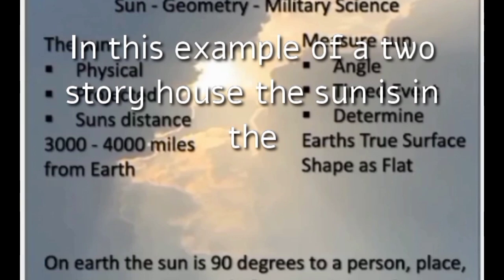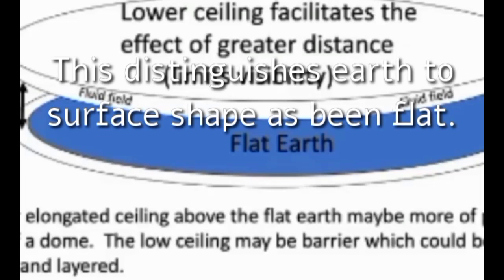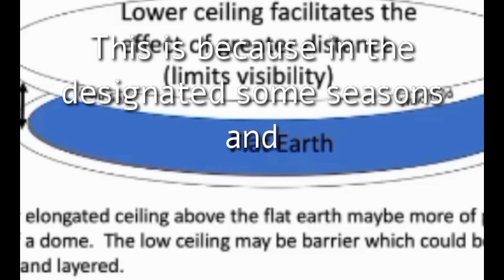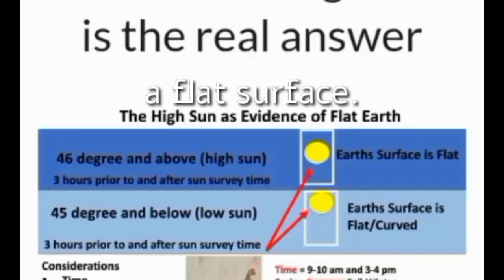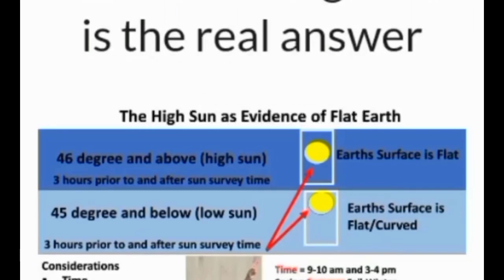In this example of the two-story house, the Sun is in the second story window. This distinguishes Earth's true surface shape as being flat. This is because in the designated sun seasons and times the high Sun position can only be viewed from a flat surface. Finding out the why is the next step.